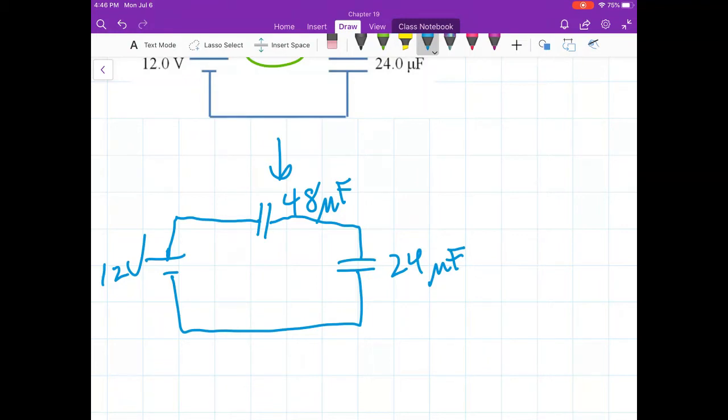Now we have a 48 and a 24. These are in series. How do I know they're in series? Because there's going to be a charge that leaves this battery. It's going to enter that. Going to go there. In series, whatever enters one must leave and enter the next, and leave the next one. So those are series.